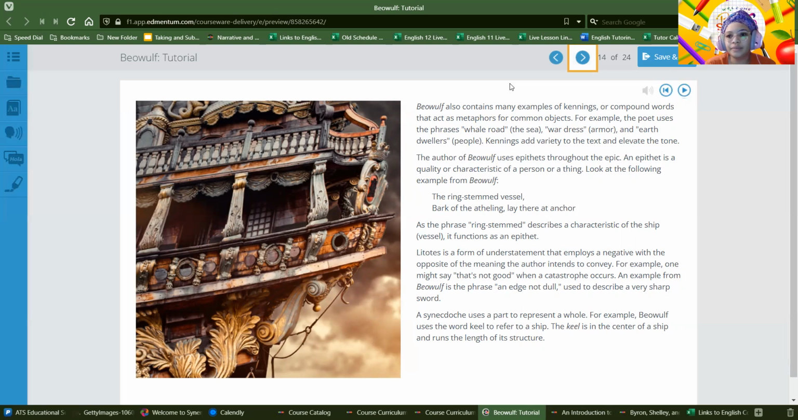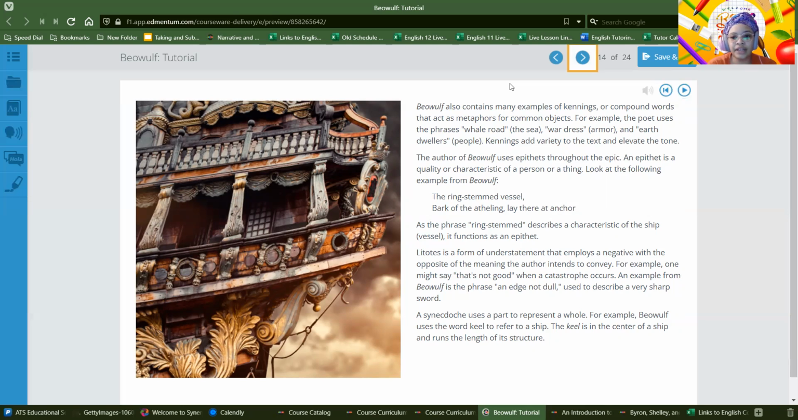The difference between a kenning and an epithet is that, one, you need a compound word for a kenning. Compound word means that there are two or more words, right? But also an epithet describes a characteristic. So it's not just another name for something. You're describing something about the thing. For ring-stemmed vessel, what we're learning here is that the ship is the vessel, but it is a ring-stemmed vessel. So there are rings on the masts and other outreaching areas of the ship.